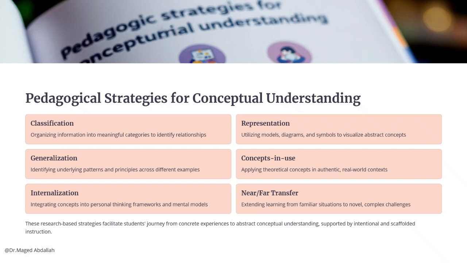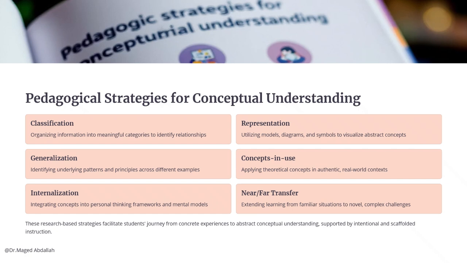Generalization enables students to move from specific examples to broader principles. By identifying patterns across different contexts, students begin to see the underlying ideas that unify various topics, leading to transferable learning. Concepts in use involves deliberately linking multiple concepts within a model or framework. Students explore how concepts interact and apply these relationships in real situations. This strategy is particularly effective for building connections across units or subjects.